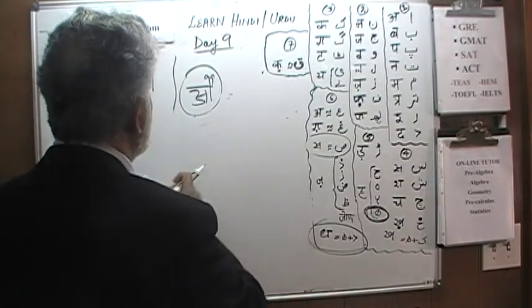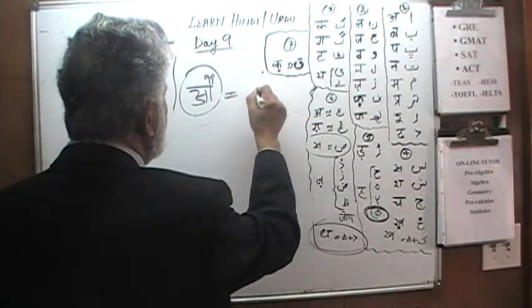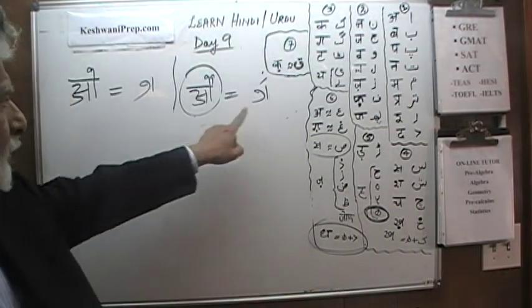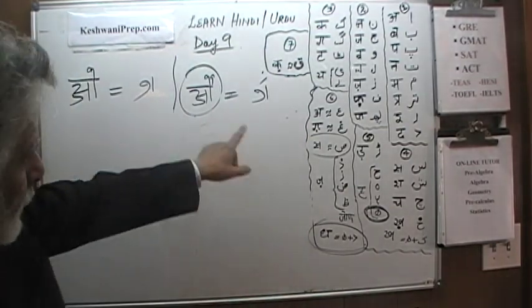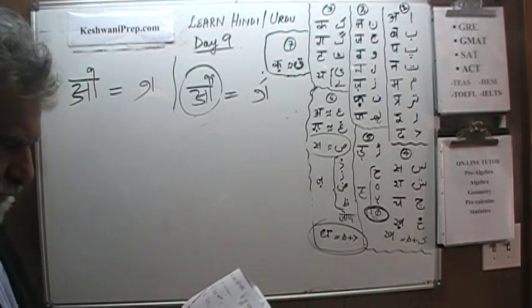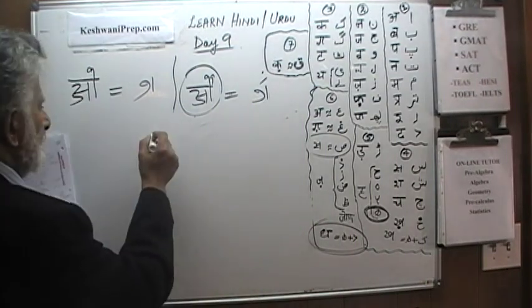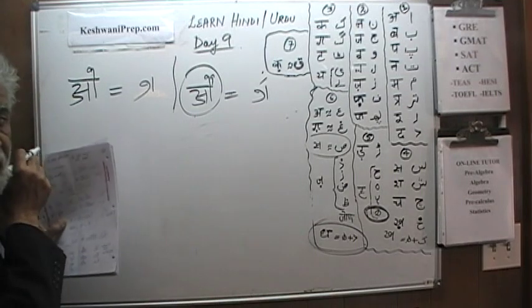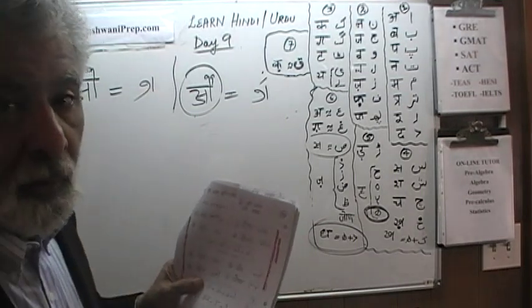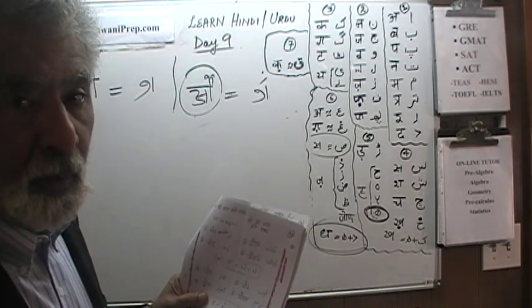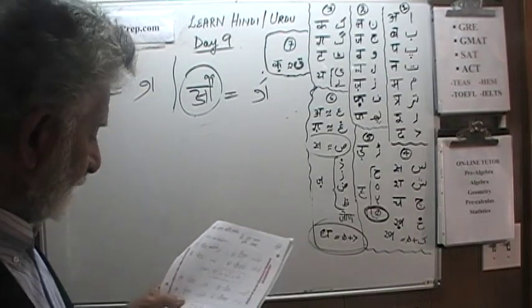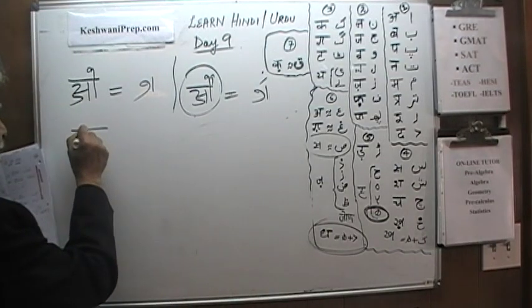Let's do another pair. Oh, I didn't want to erase this thing. O and O. Let's do another one. This next one is tricky. It's tricky for the Urdu writers, not for Hindi writers. Let me first write the Hindi word.